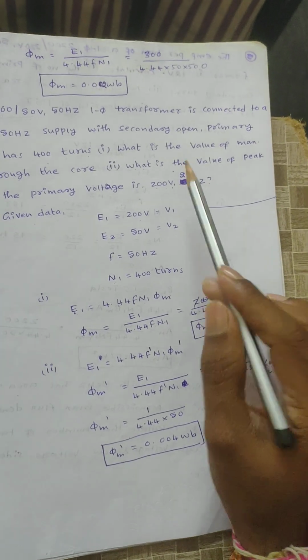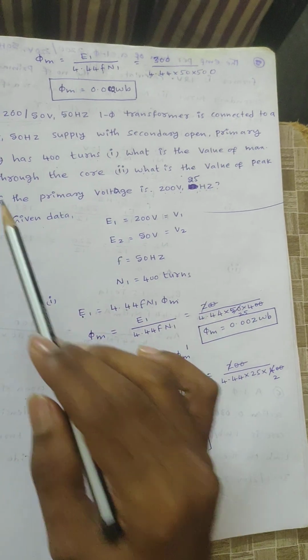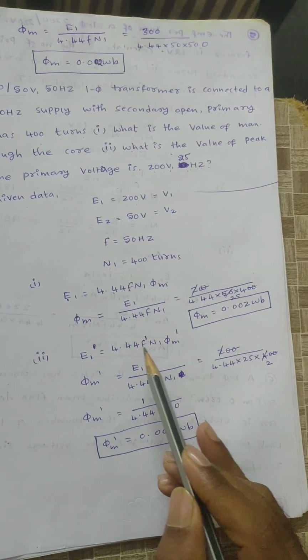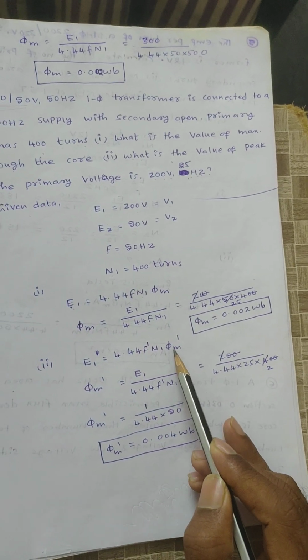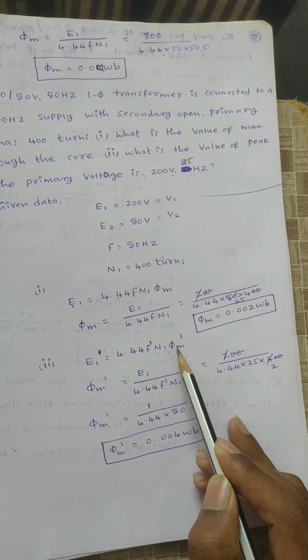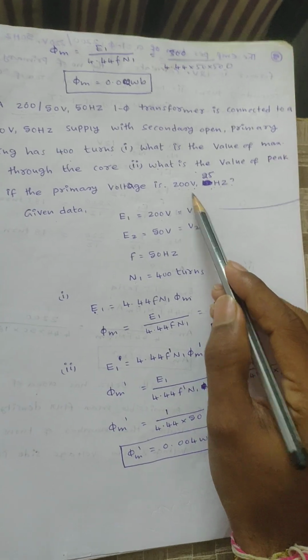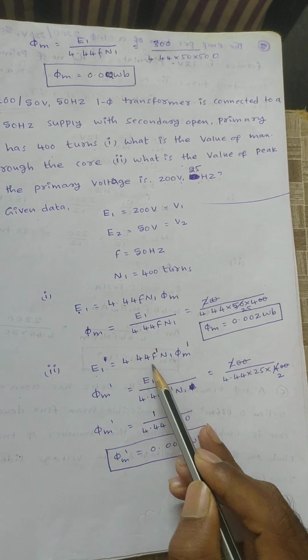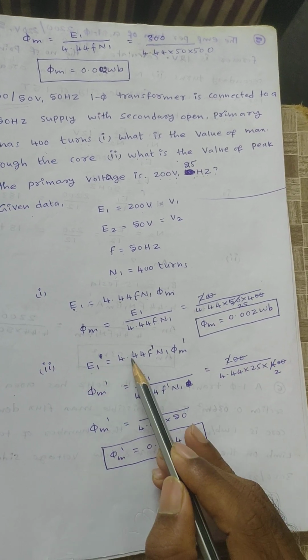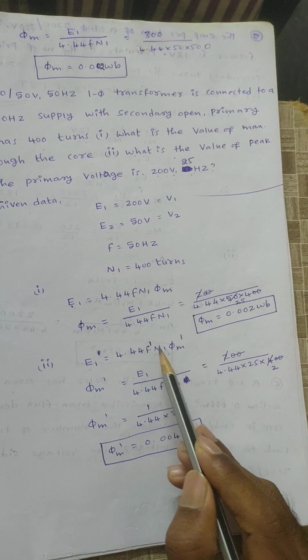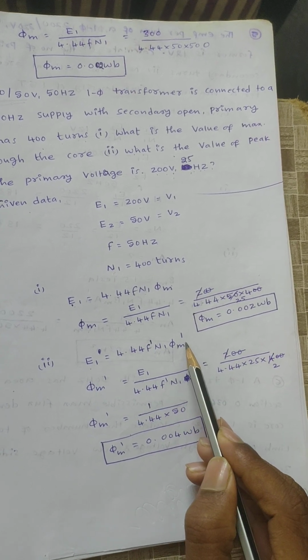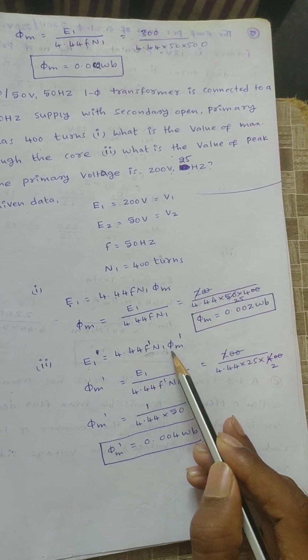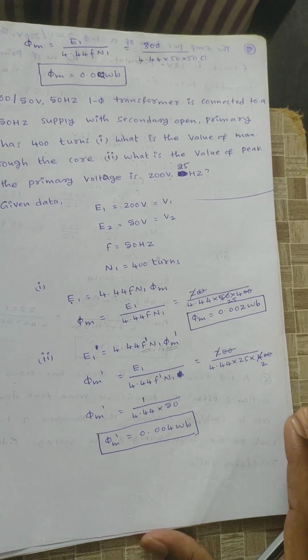After that, I need to calculate the value of peak flux. Same formula: phi m changes to phi m dash. The induced EMF will be the same, but the frequency is changed. I am writing E1 equals 4.44 f dash N1 phi m dash. With the change in frequency, what is the change of flux here? I need to calculate that flux.